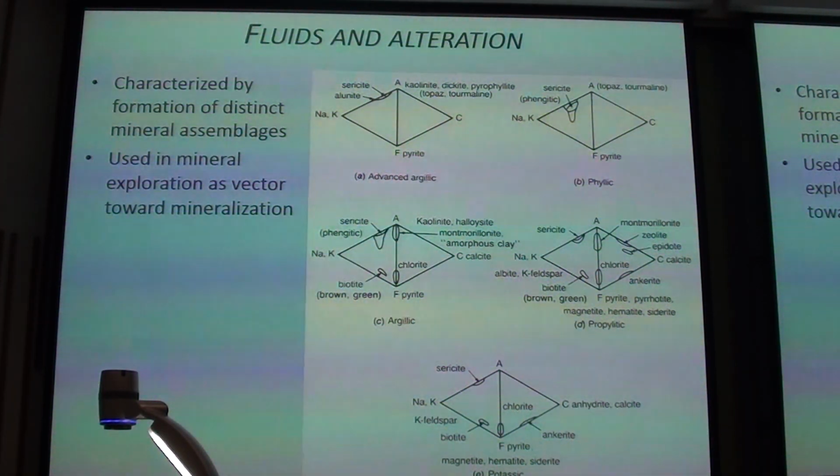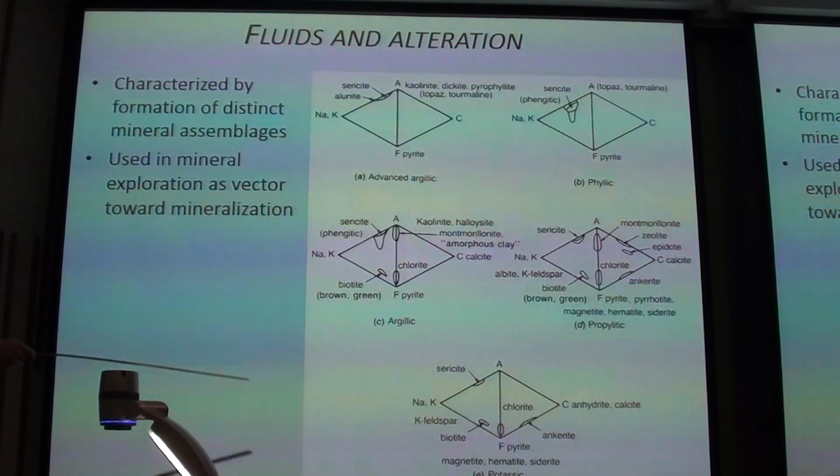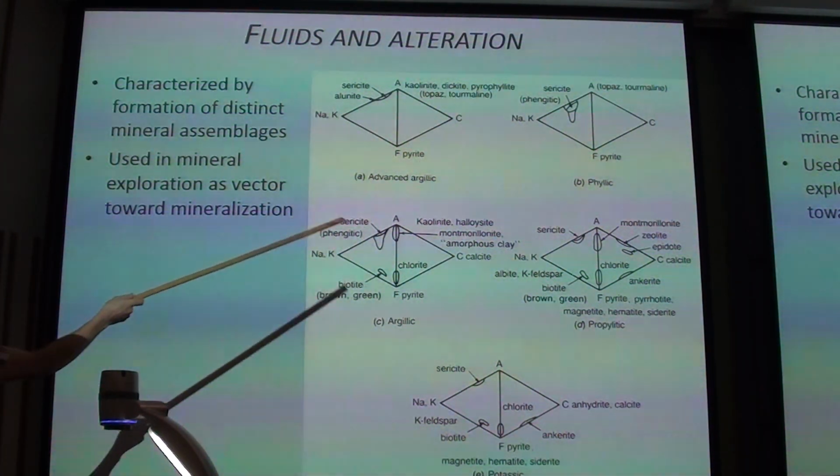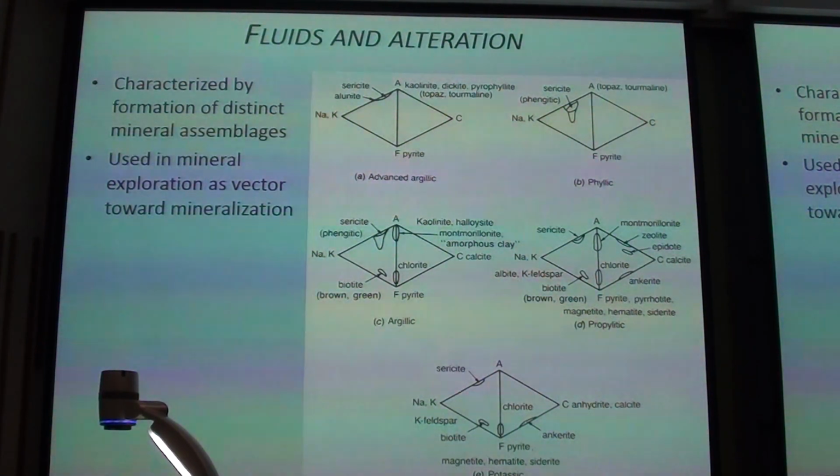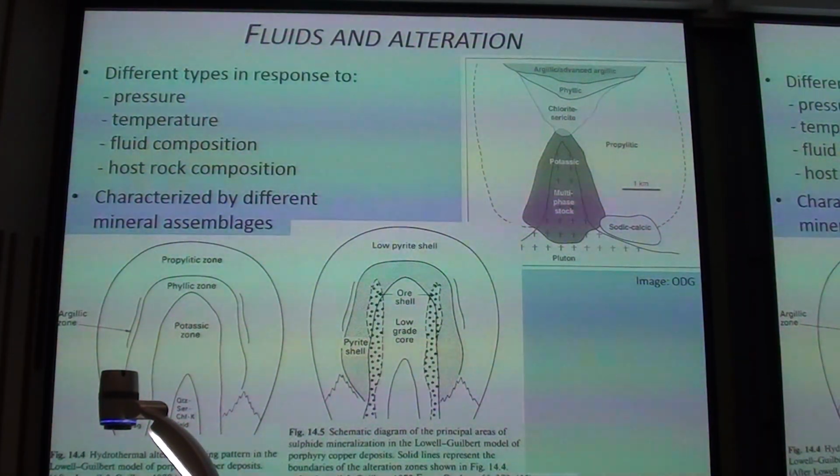Basically, different conditions result in different alteration assemblages. And here are just examples of advanced argillic, phyllic, argillic, propylitic and potassic alteration zones. As you can see, different minerals form at different conditions. And these are often used as exploration vectors in mineral exploration, because they occur at different zones within a deposit site.